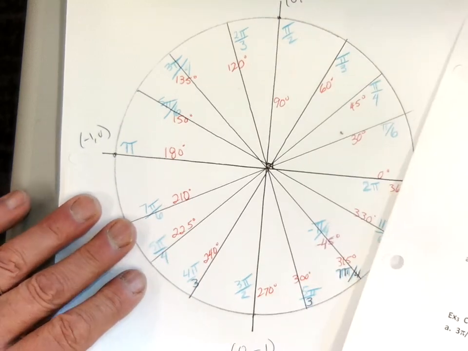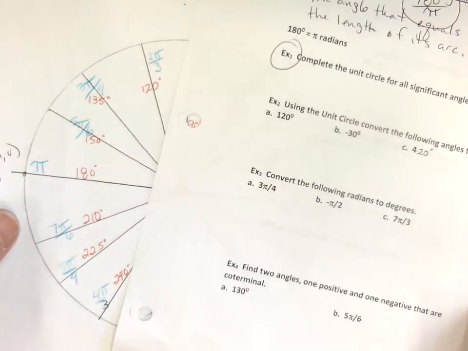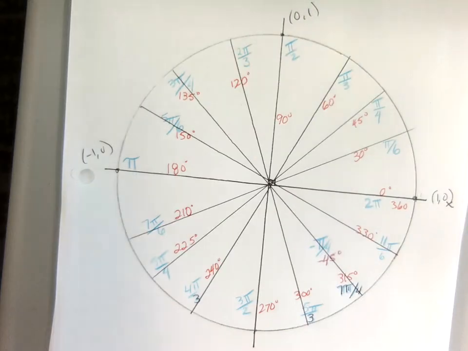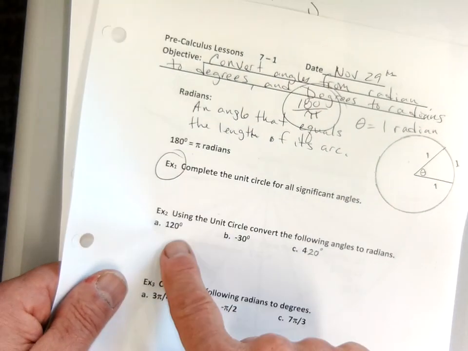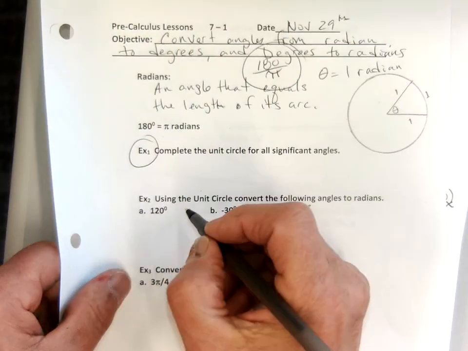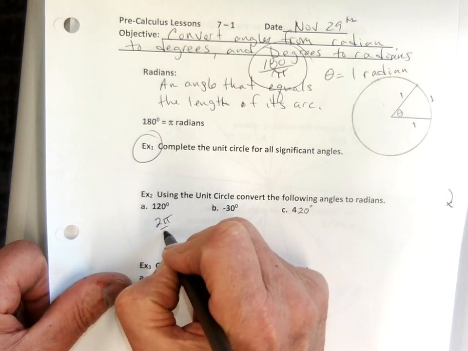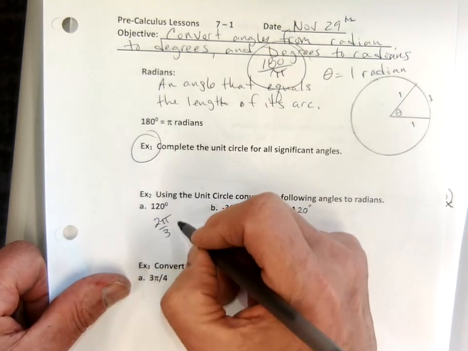So 120 degrees. Okay, let's do this. 120 degrees. You guys look. What's my radian measure? What is it? 2 pi thirds. It's that easy. 2 pi thirds radians and 120 degrees are the same.